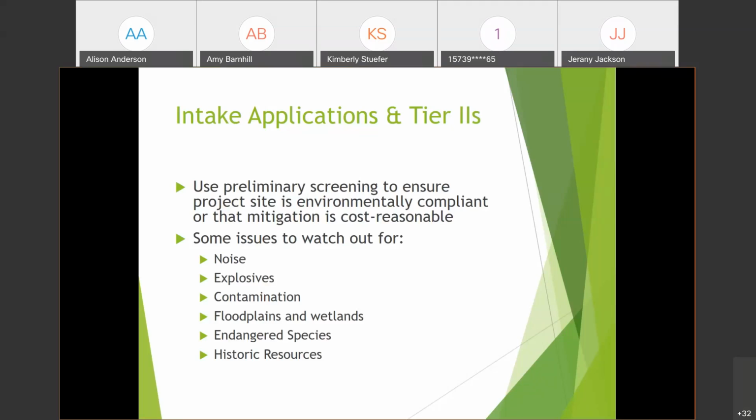Floodplains and wetlands. Does a wetland jurisdictional determination need to be done? Does the building require elevation out of the floodplain? Endangered species. Is a biological survey needed? Historic resources. Is a cultural survey needed? These would be examples of Tier 2 level reviews where you have specific studies done at the site-specific level.